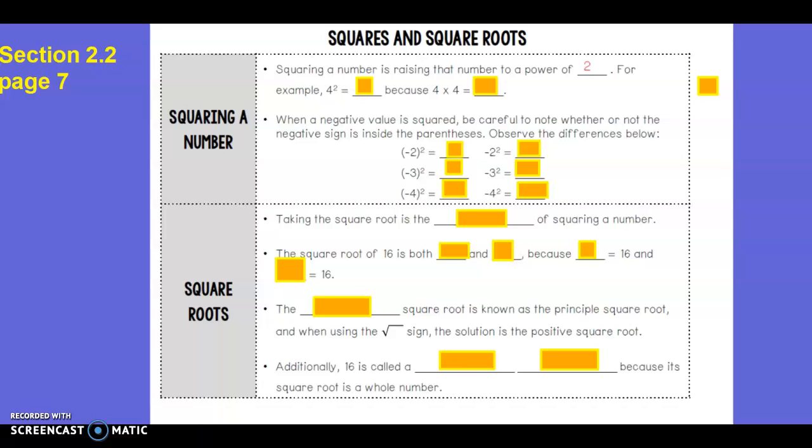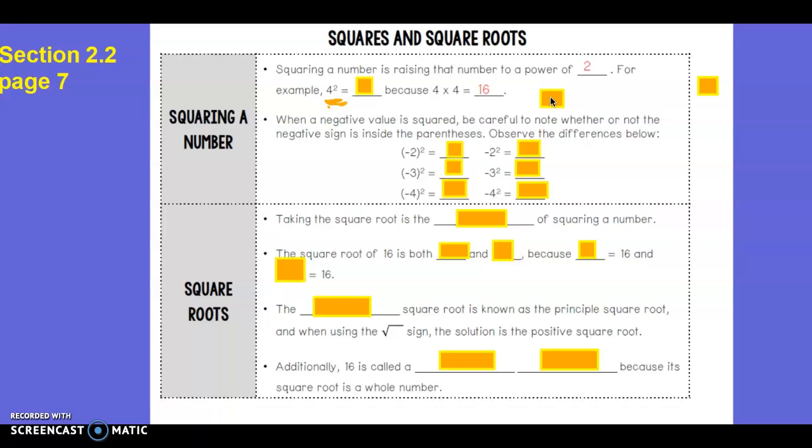So if you look at this example here, it has 4 squared. That little 2 is called an exponent, and it means 4 times 4, and 4 times 4 is 16. We read that as 4 squared, so 4 squared is equal to 16.